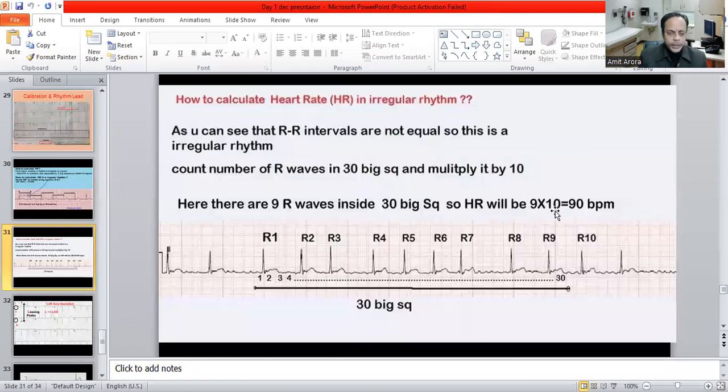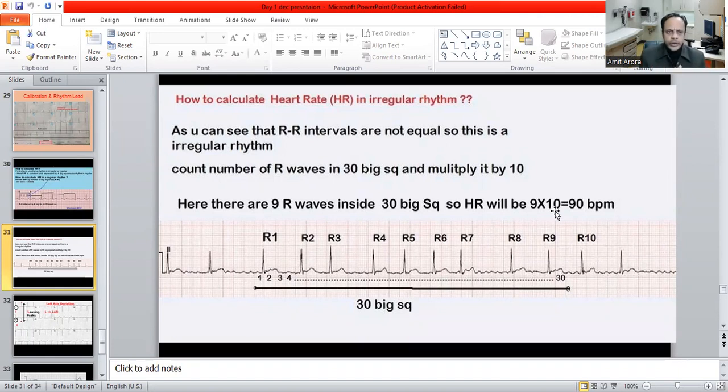So let us see. 1, 2, 3, 4, 5, 6, 7, 8, 9. That's all. You have calculated that the number of R waves is 9. You have to multiply 9 by 10. Now you might be thinking, what is this 10? Again, I will tell you, this is also a constant derived from the physics equations. In the regular heart rate, you divide the number of squares into 300. There 300 was the constant figure. Here 10 is the constant figure if the rhythm is irregular. You have to just multiply it by 10.